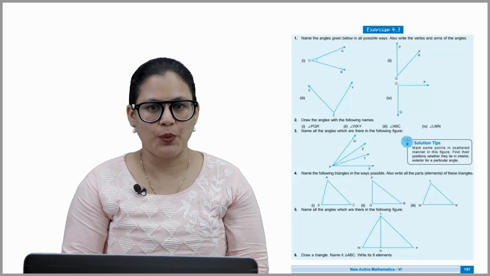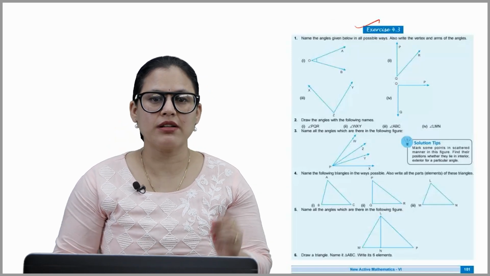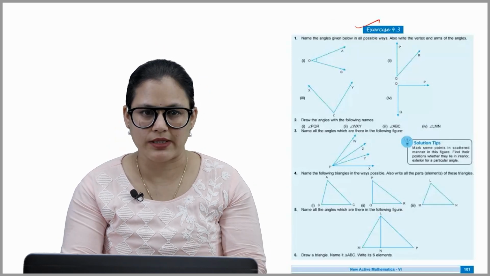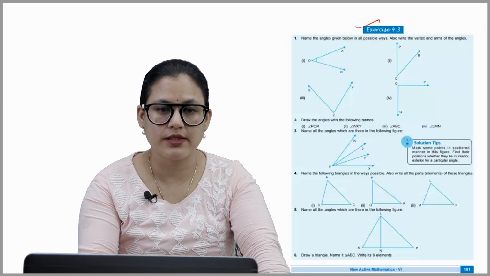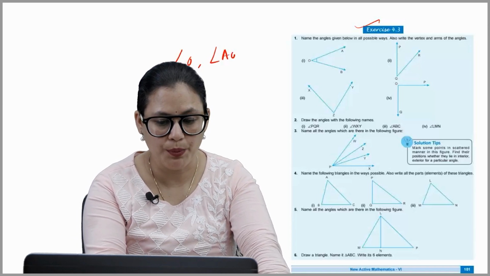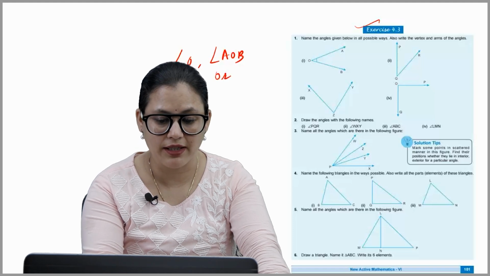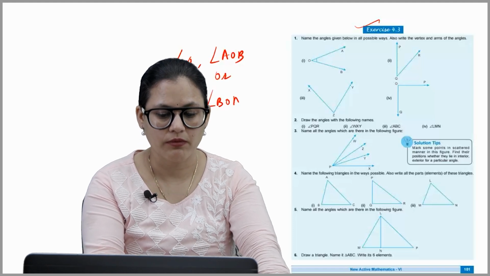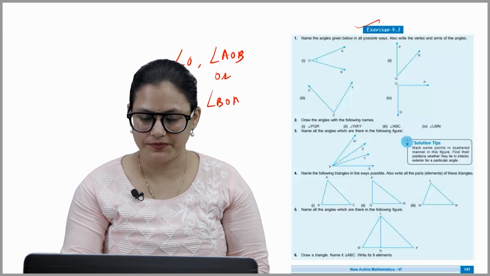Let's do exercise 4.3. Name the angles given below in all possible ways. Okay, so in figure 1, this you can say angle O or angle AOB, or you can say angle BOA, right?